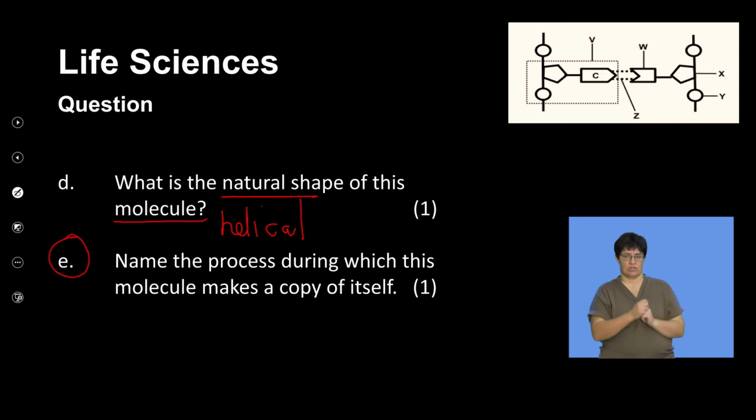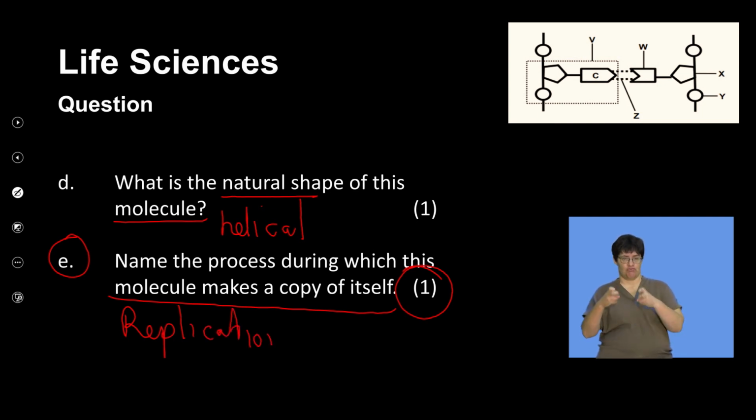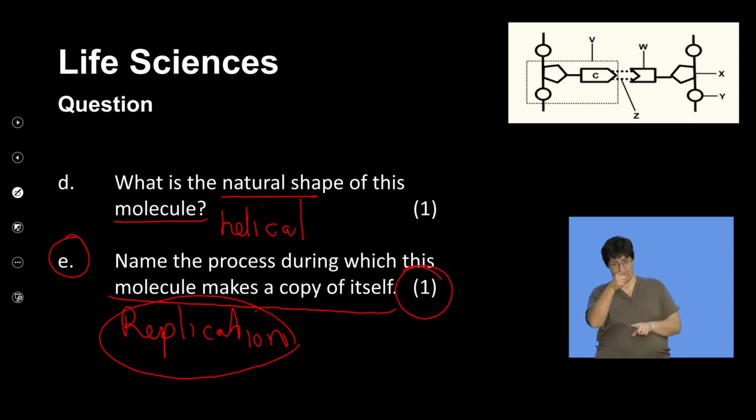We move on to this last question. Name the process during which this molecule makes a copy of itself. And guys, we've spent the second half of this lesson today looking at the process of DNA replication. DNA replication is that process where DNA is copied to produce identical copies of itself. And we refer to that model as the semi-conservative model of replication.